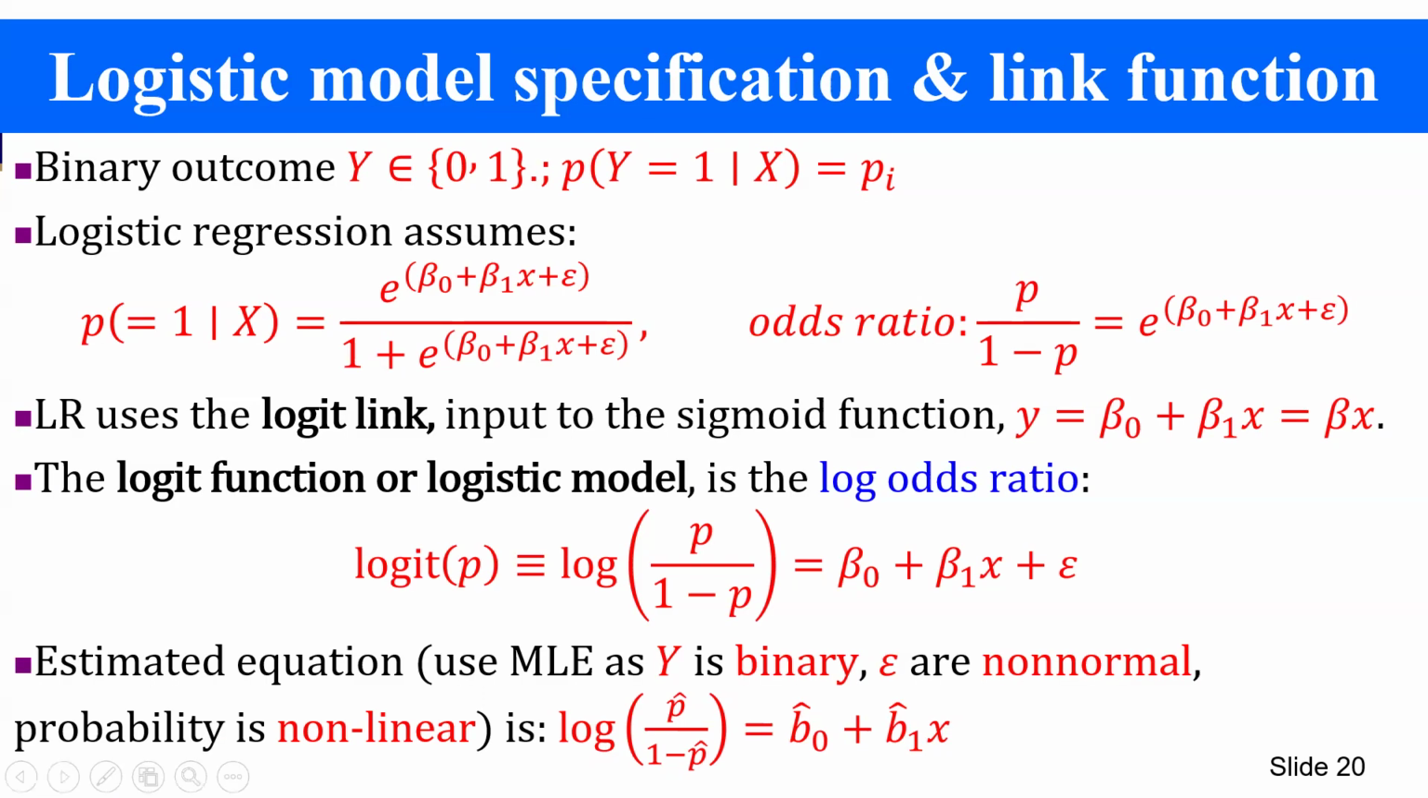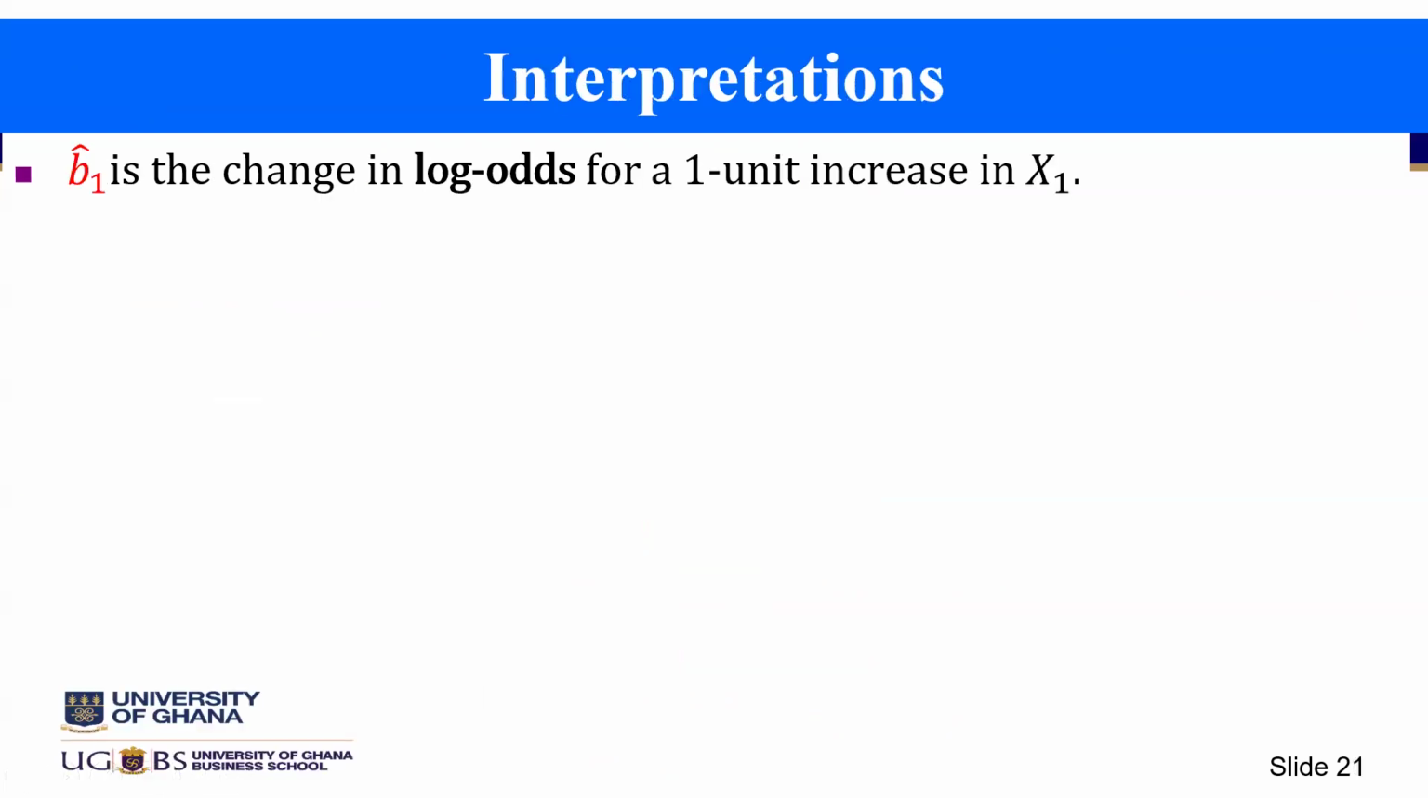Look at the beta 1. The beta 1 is the one attached to the x. What does it mean? Well, the beta 1 is the change in the log odds for a 1 unit change in the independent variable. So suppose there is a change in the independent variable x1. If it was normal regression, you know what we normally say? We say that a 1 unit increase in the x1 would increase the y by the beta 1 unit. That's what we would have said.